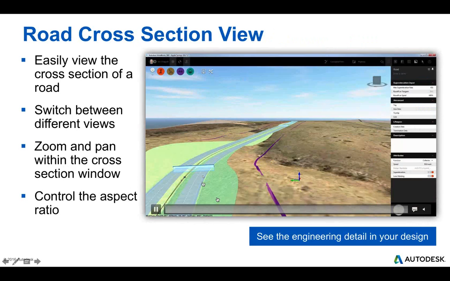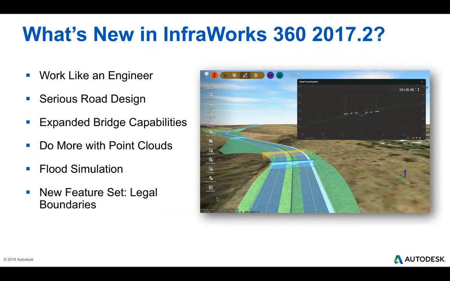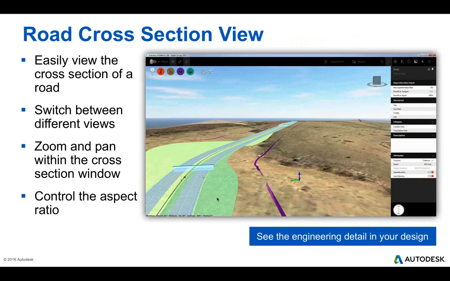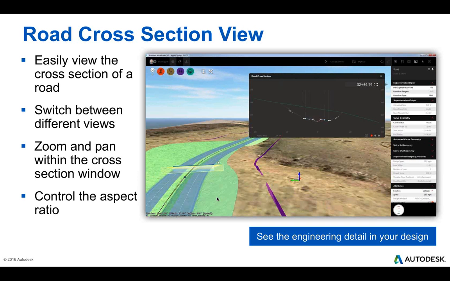So road design, some bridge capabilities, and features to do more with point clouds, flood simulation, and some legal boundaries. Those are the new features in the 2017.2 version. You can see a quick video on the right showing the road cross-section view on roads, so we can do more of the design of that road in Infraworks.